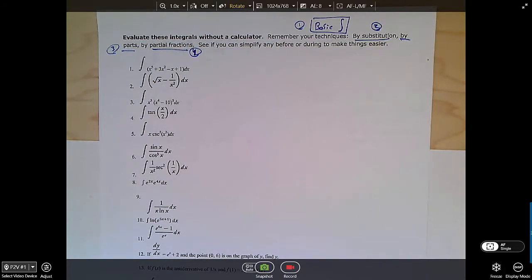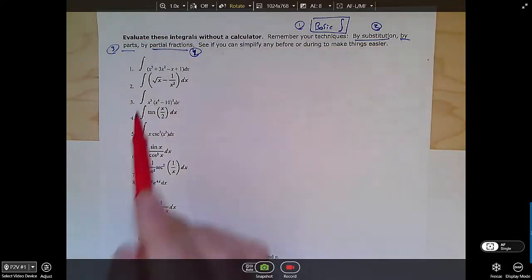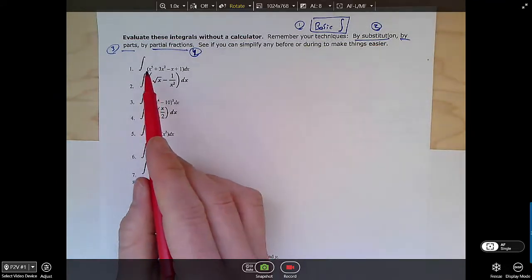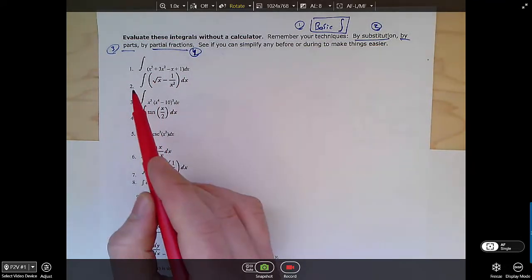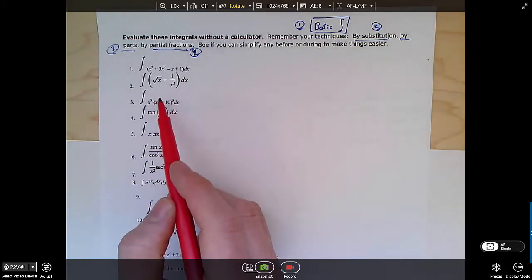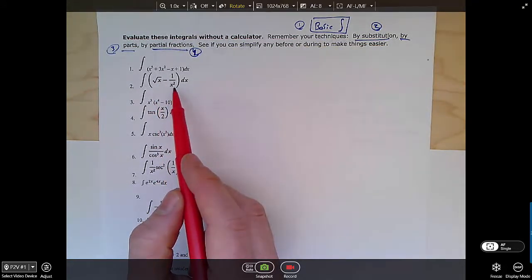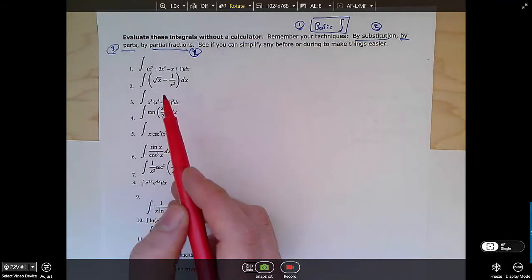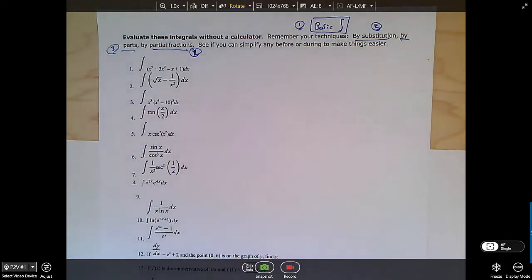First, you should just look to see whether or not you actually need anything tricky. So a lot of these, it's just going to be like a basic power rule. So this number 1, for example. Or number 2, if you just rewrote it a little bit. So this is x to the 1/2, and this is x to the -2. So in this case, some simple rewriting would let you apply the power rule. So that's the first thing to look at.